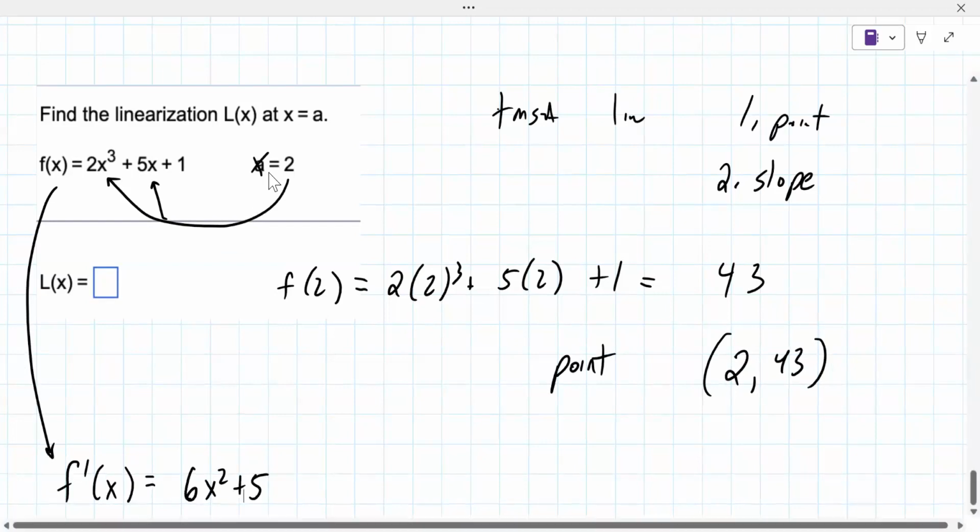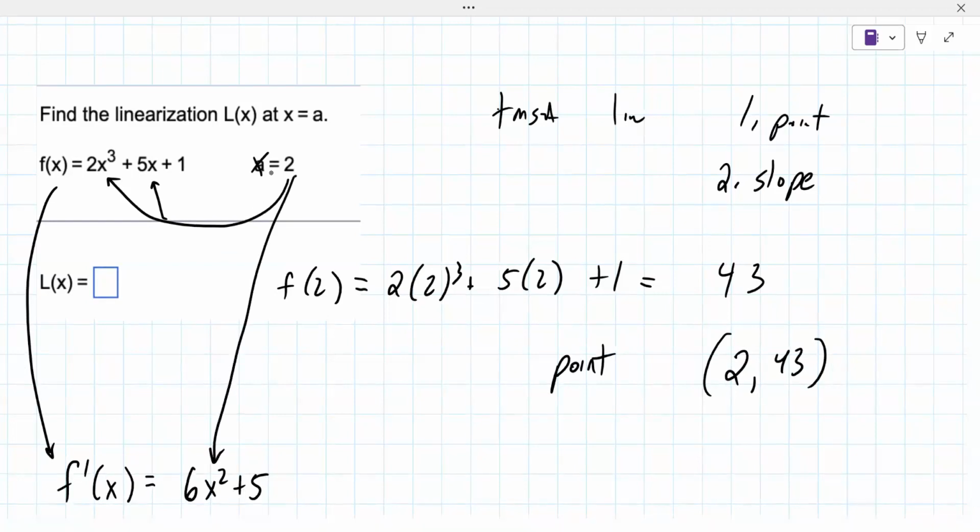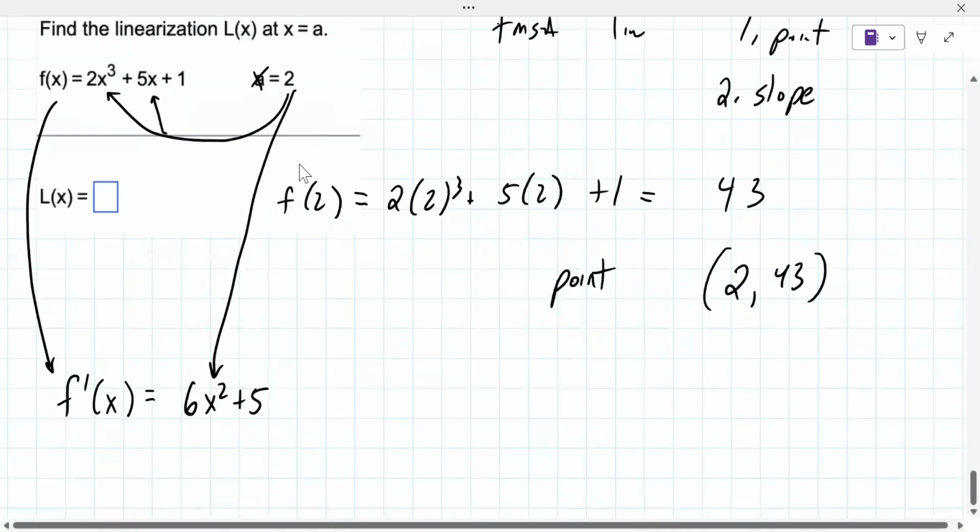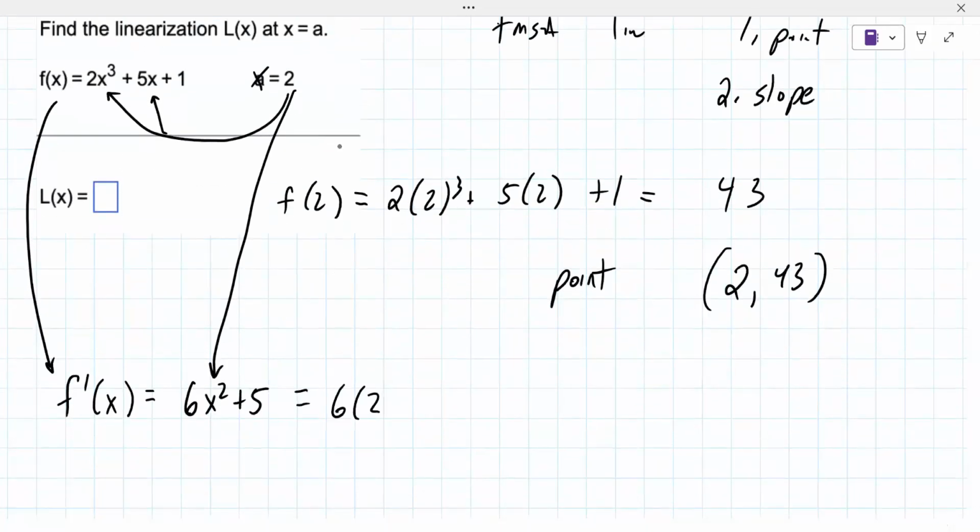Now you have to put that 2 into the derivative as well, because you need the slope at a point. So it's 6 times 2 squared plus 5. 2 squared is 4. 6 times 4 is 24 plus 5 is 29. Sometimes the numbers get kind of large, which is the case here.